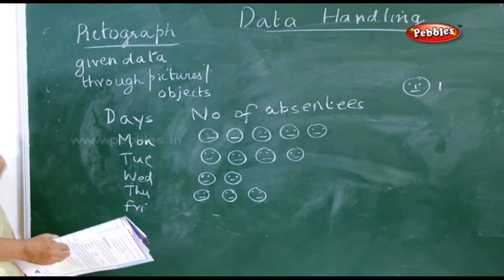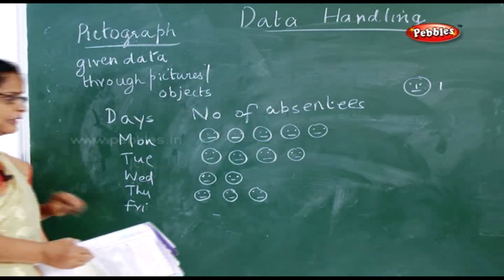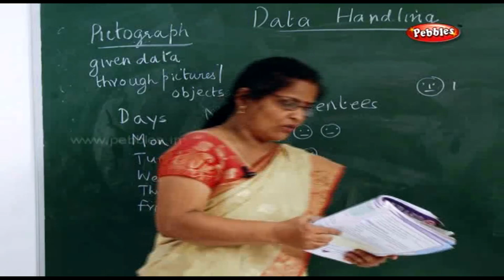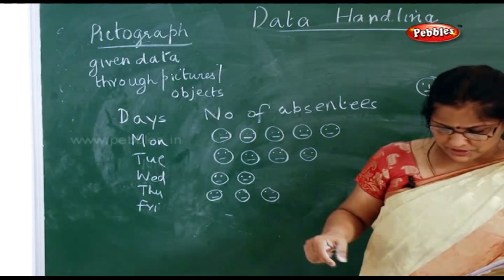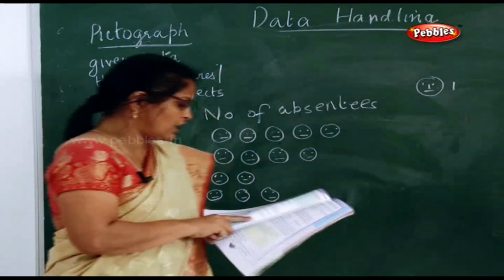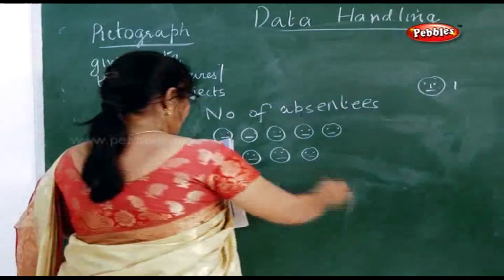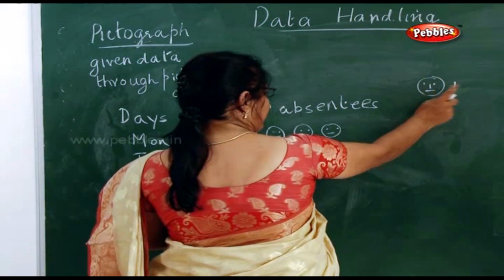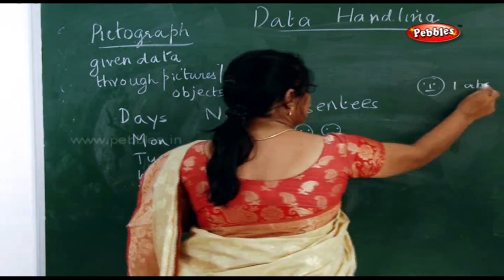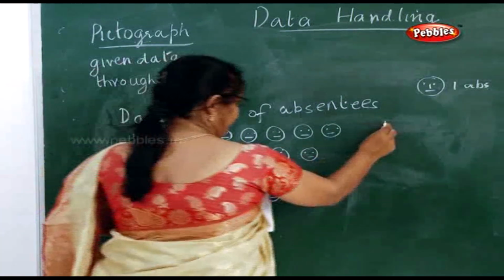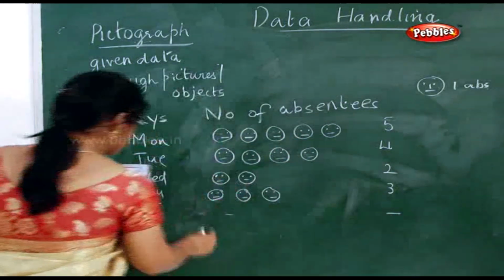Now this is called a pictograph, with pictures. Previously you did it with tally marks and with numbers. Now you are doing it with pictures. Now tell me, on which day the maximum number of students were absent? Now here, how many were here? See, I told you one picture represents 1 absentee. Now here how many are there? 5. Here it is 4. Here it is 2. Here it is 3. And Friday it is nil.